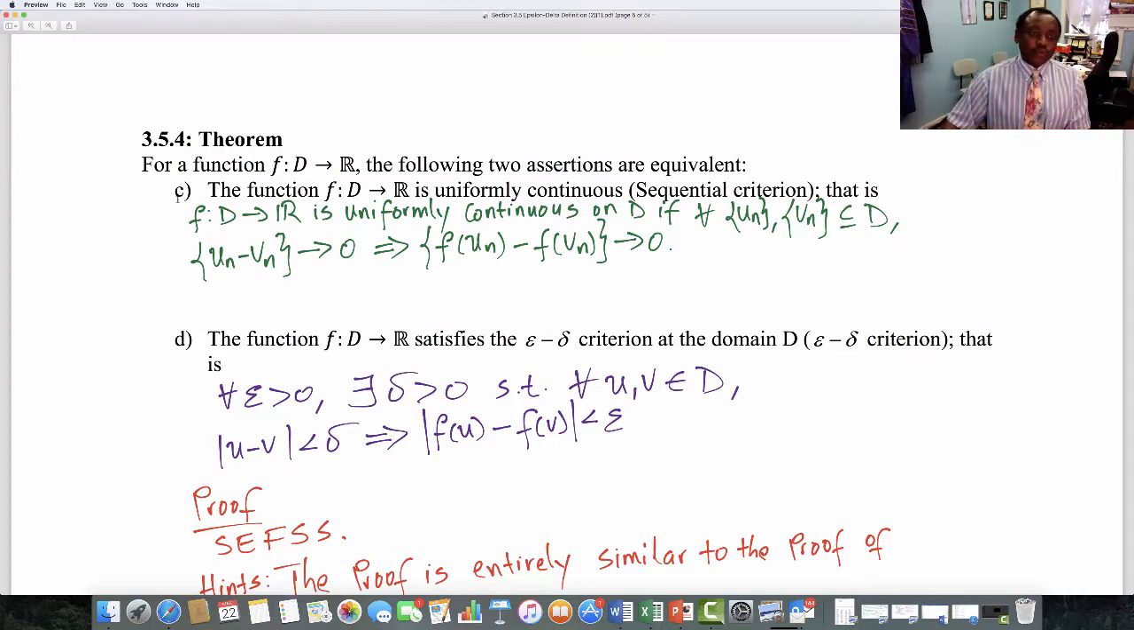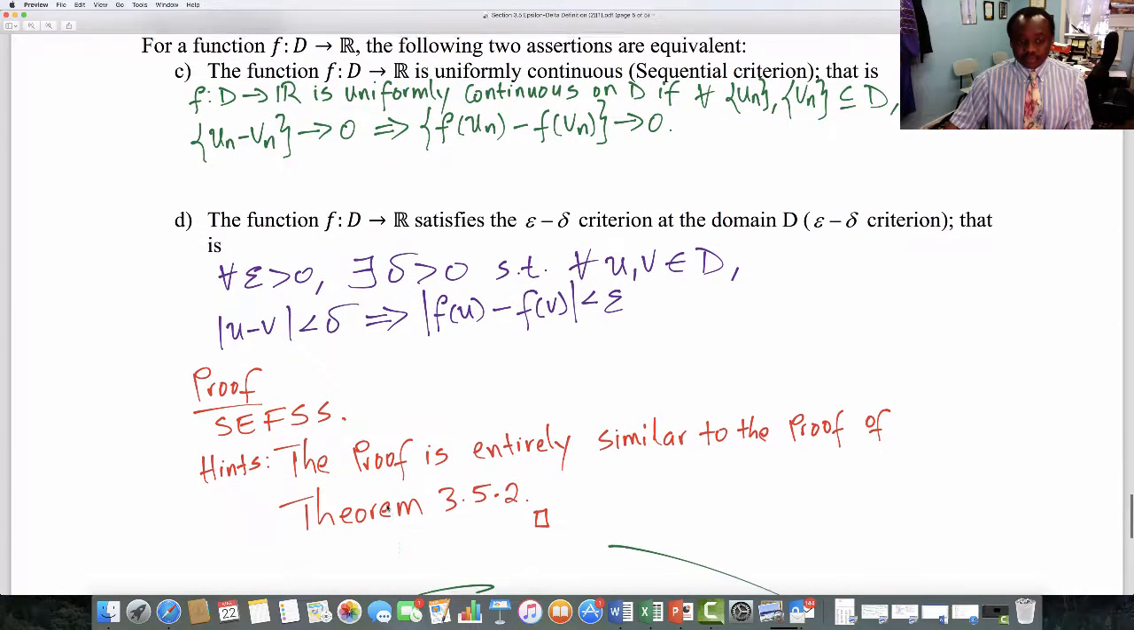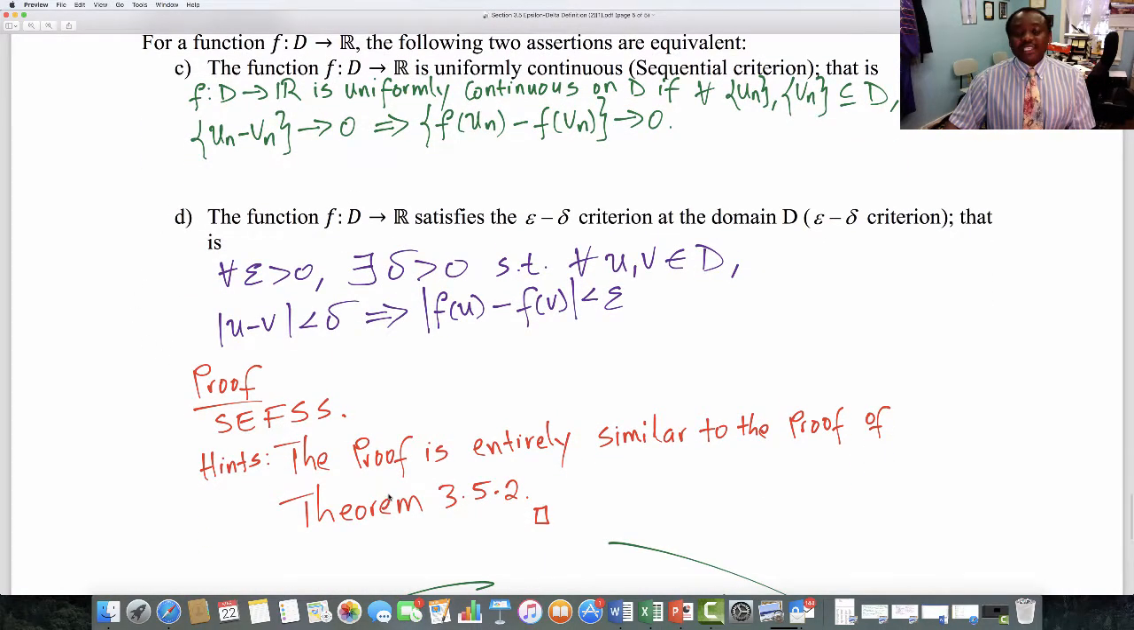That means we're going to prove that (1) implies (2) and (2) implies (1). Good news: the proof is entirely similar to the proof of Theorem 3.5.2, and therefore I will leave that as a simple exercise for serious students.